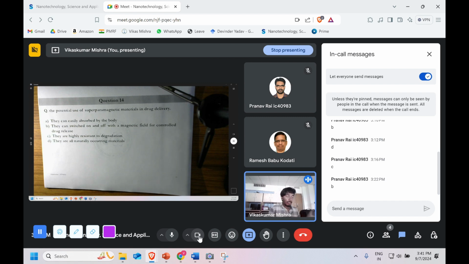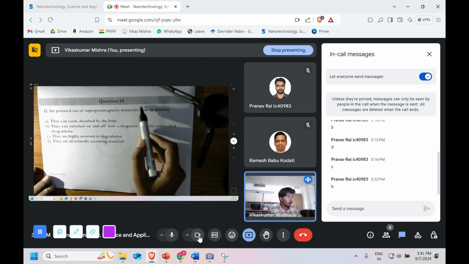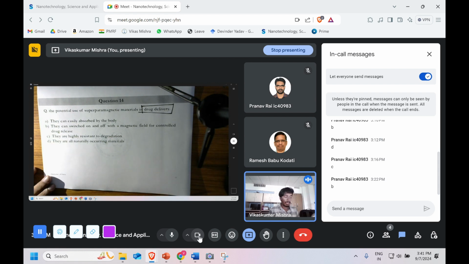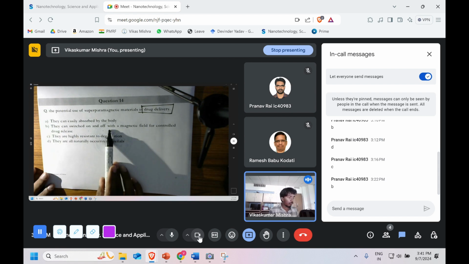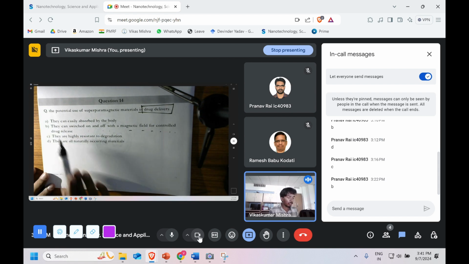See, we have prepared some superparamagnetic material. It is showing the switching and all, like easy to switch and having the high field also. It will give good magnetization compared to the other paramagnetic materials. Now, what is the application of it? So we have used this in the drug delivery system. Now, why is it so? A, it can easily be absorbed by the body. B, they can switch on and off with the magnetic field for controlled drug release.